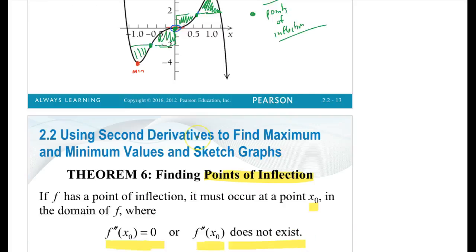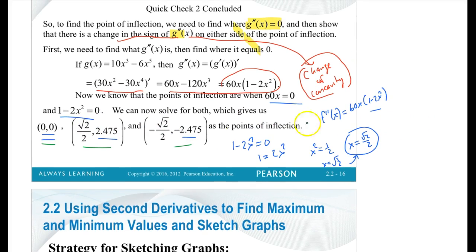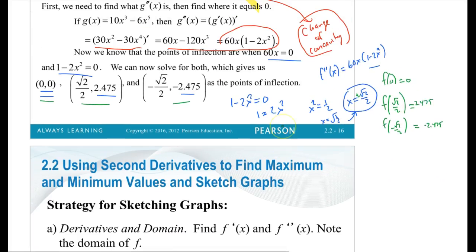You can take a look at the original graph, and then look at how we got these solutions. Again, those come from plugging in. Once we found where the second derivative equals 0, which are 0, square root of 2 over 2, and negative square root of 2 over 2, which is a plus or minus, you substitute those into the function. f(0) equals 0, f(square root of 2 over 2), f(negative square root of 2 over 2), and then you get 2.475, and this is negative 2.475. Again, those values are our points of inflection.